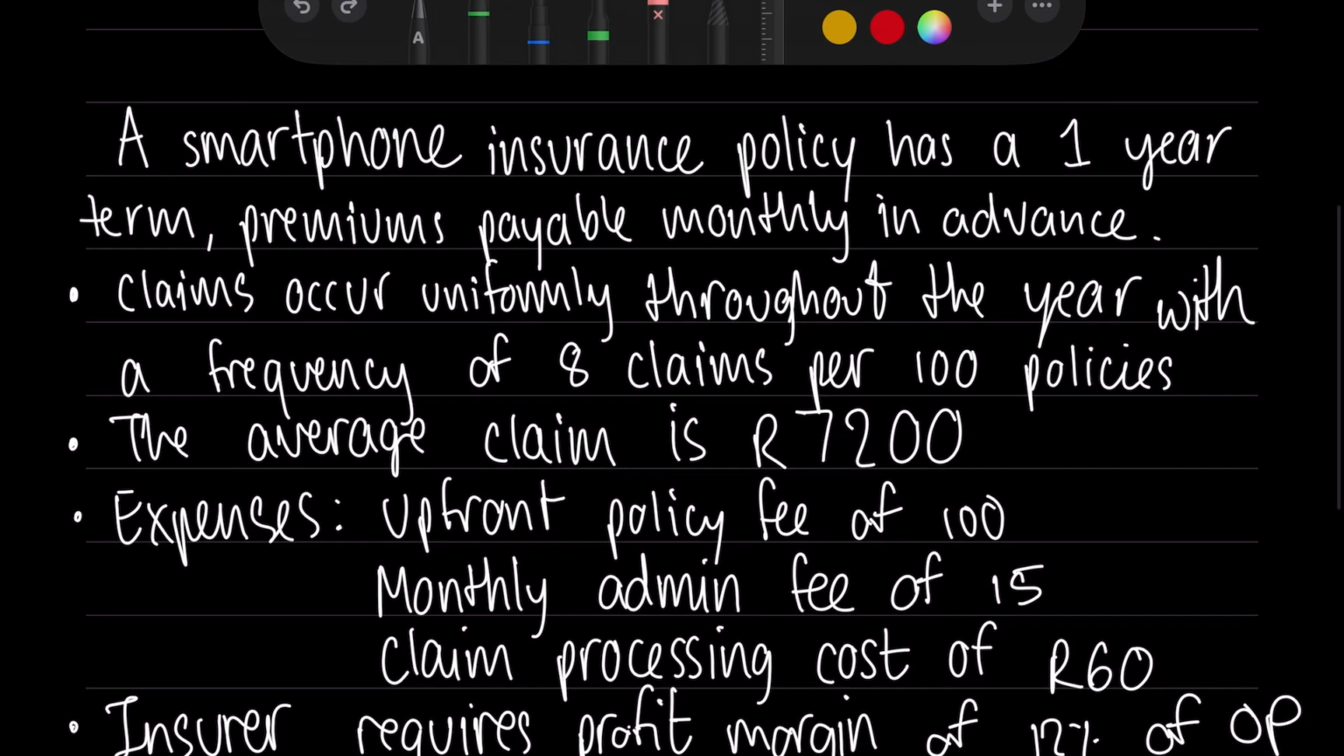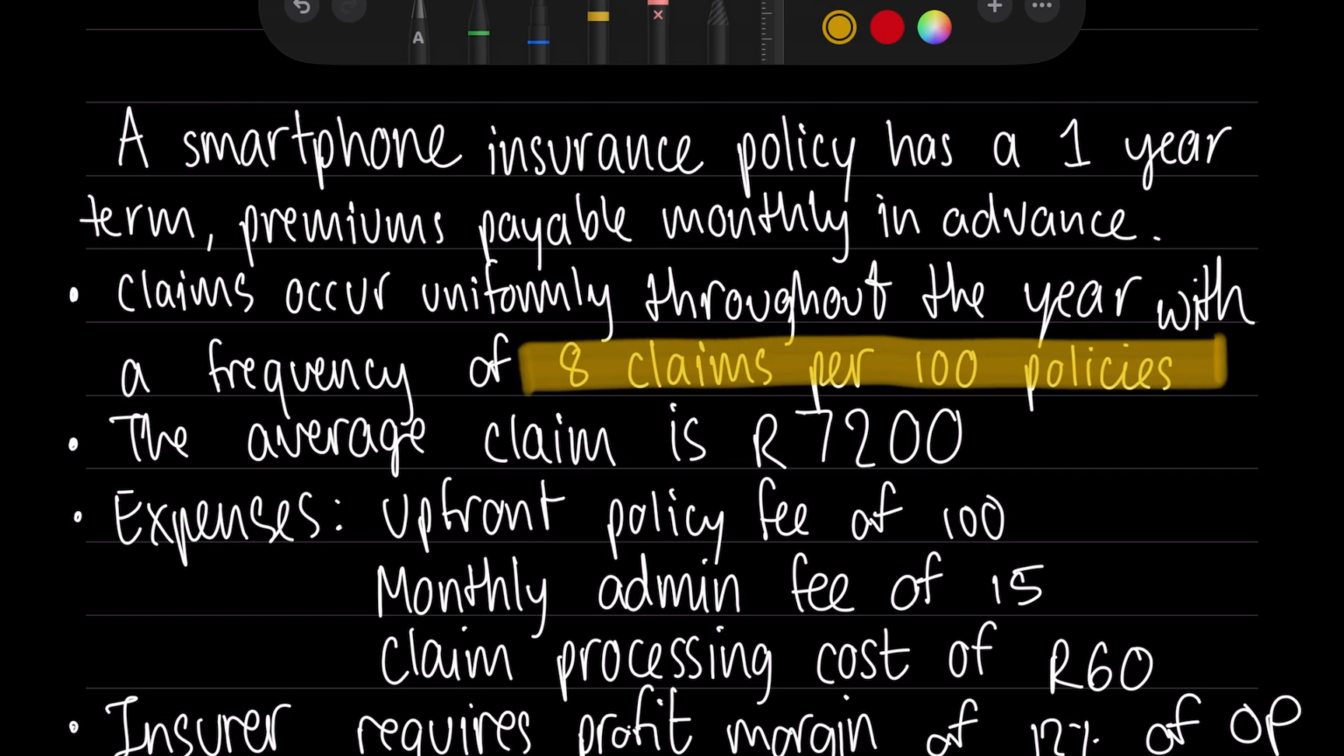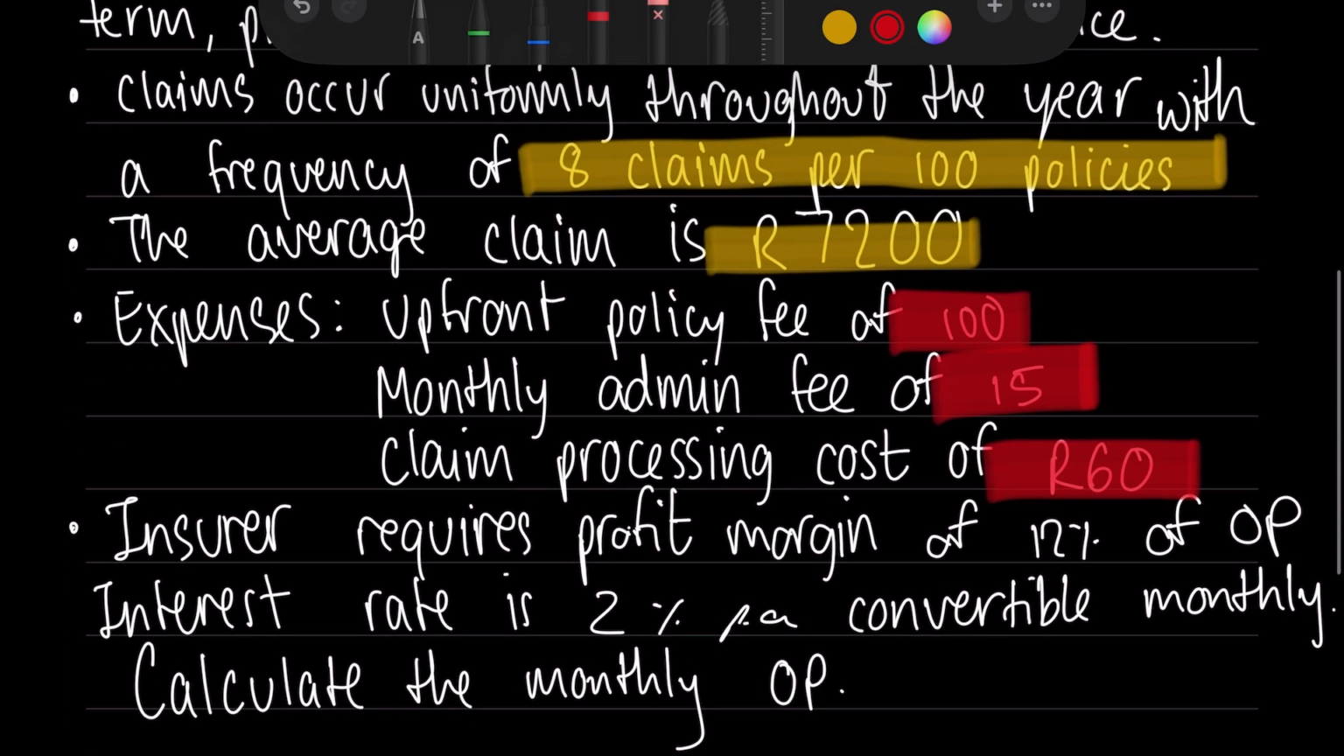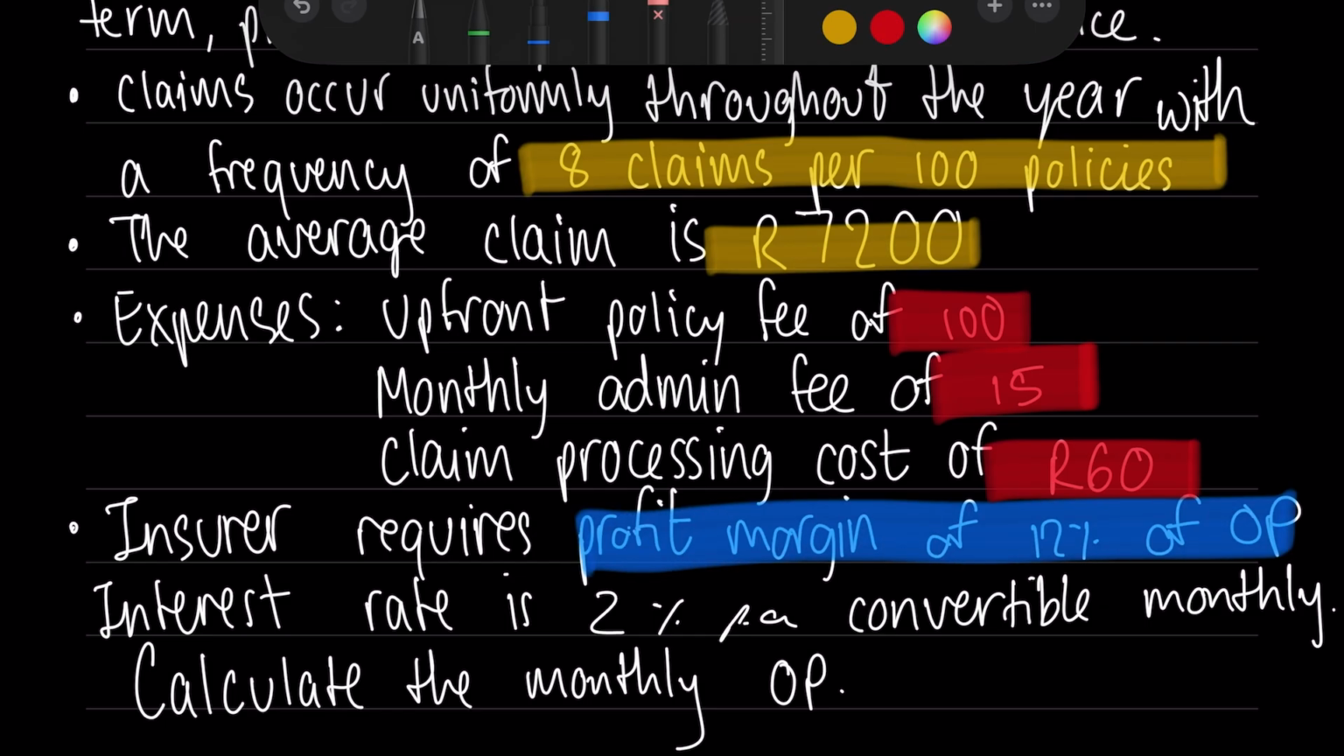A smartphone insurance policy has a 1-year term, premiums payable monthly in advance, and claims occur uniformly throughout the year. I'll read the whole question and we'll come back. With a frequency of 8 claims per 100 policies, the average claim is 7,200. Now we're talking about some expenses. There's an upfront expense of 100, a monthly admin fee of 15, a claim processing fee of 60, and the insurer requires a profit margin of 12% of the office premium. The interest rate is 2% per annum, convertible monthly.